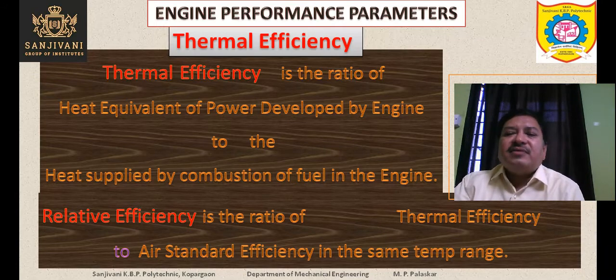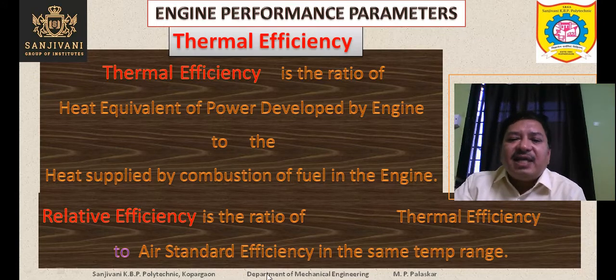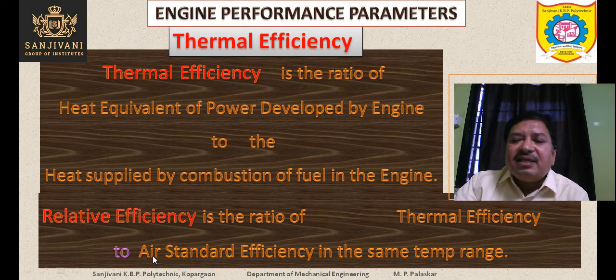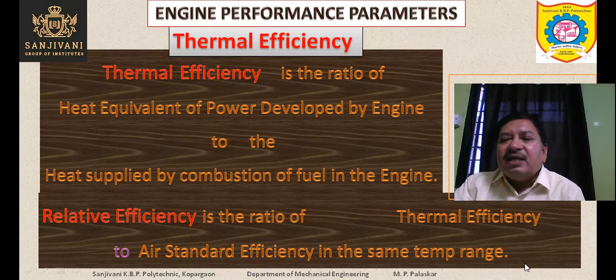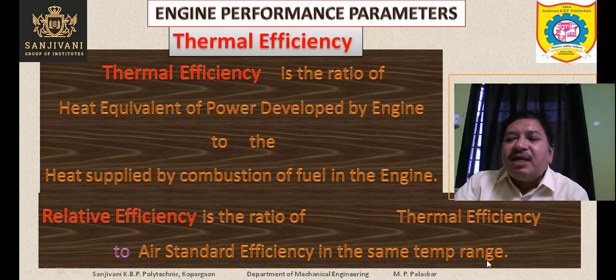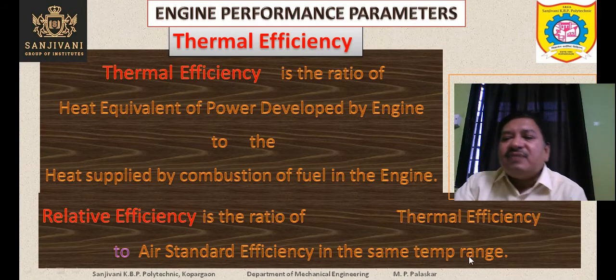So how much we are lagging from the air standard efficiency, that can be defined by the relative efficiency, by taking the ratio of the thermal efficiency of our engine and the air standard efficiency, that means the efficiency of the standard cycle. Generally we can take the Carnot cycle and call the Carnot efficiency the air standard efficiency, because we have seen that the Carnot cycle gives the maximum performance and the maximum efficiency in a particular temperature range. So this standard efficiency also changes with the temperature range.